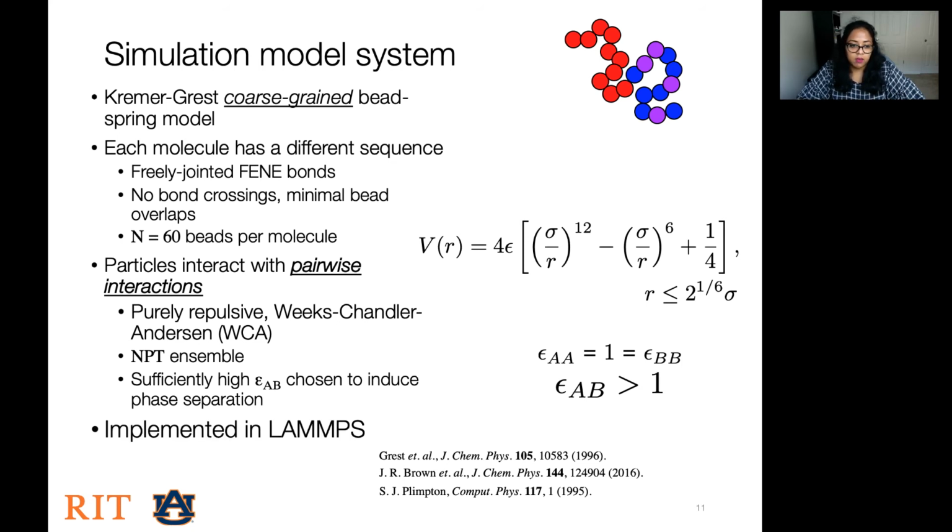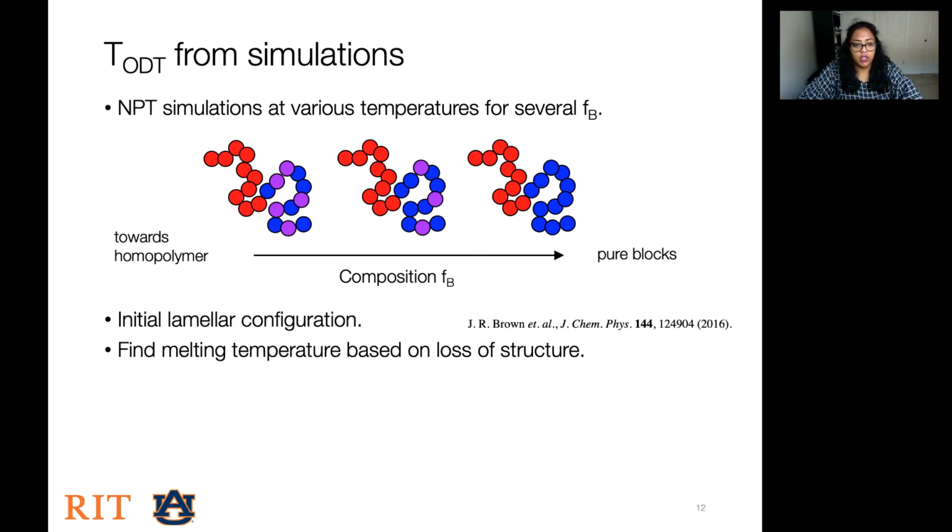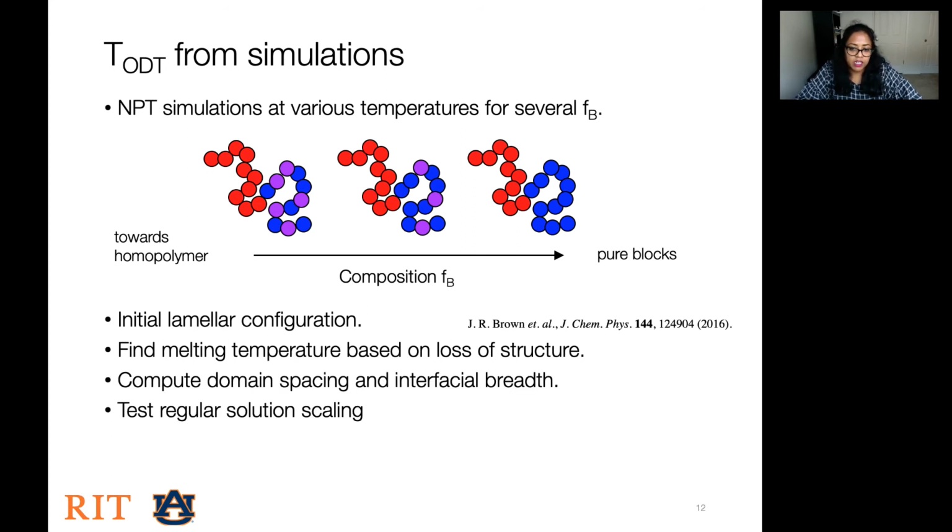And we implemented the simulations in LAMMPS. Okay, so our methodology for obtaining TODT is we used NPT simulations at various temperatures, and we changed composition. We used an initial lamellar configuration, and you find the melting temperature at the temperature at which the structure starts disintegrating. And we compute domain spacing, interfacial breadth.